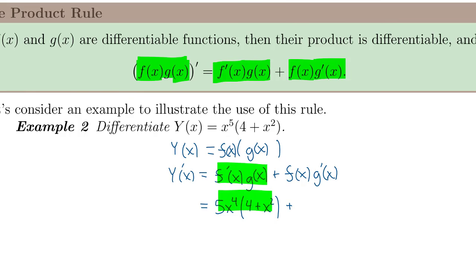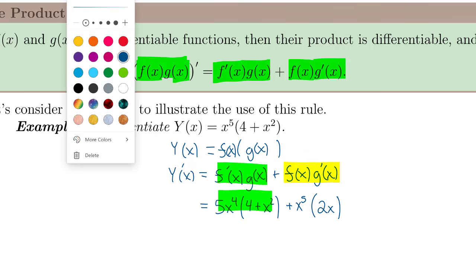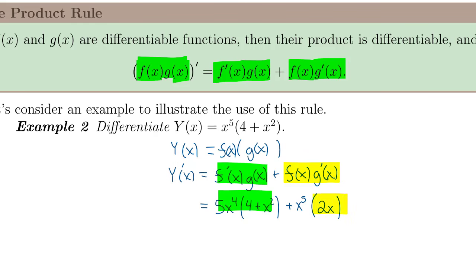The second term should be f, which is x to the fifth, times the derivative of 4 plus x squared, because that's representing our g. The derivative of any constant is 0, so the derivative of 4 is 0. The derivative of x squared is 2x, because we bring the 2 down and take 1 from the exponent. So that finishes our second term. And it looks like I have a little typo there in the first term. This first term should be f of x, which is x to the fifth. So let's fix that. There we have the second term, and that finishes our derivative.